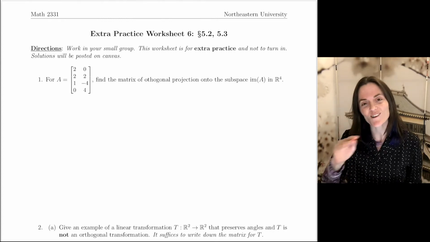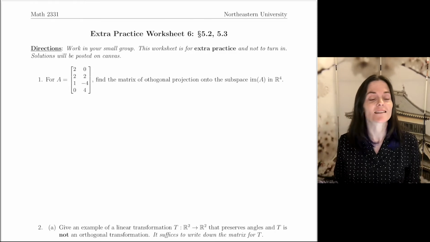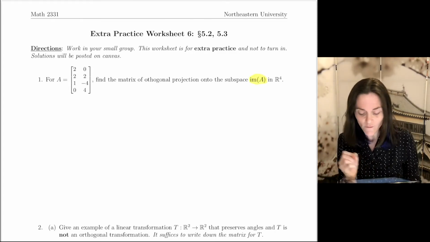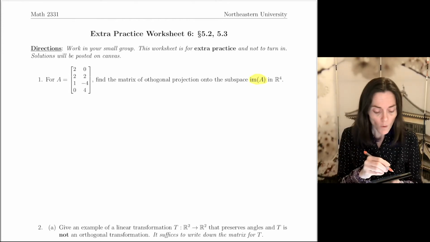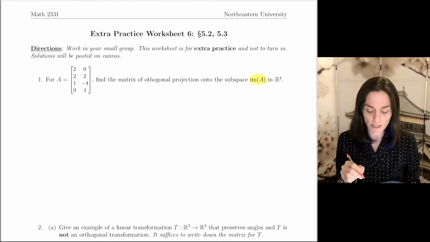We have 4 rows and 2 columns. We want to find the matrix of orthogonal projection onto the subspace, the image of A in R4. Well, what we need here, first, we need to find an orthonormal basis for the image of A.